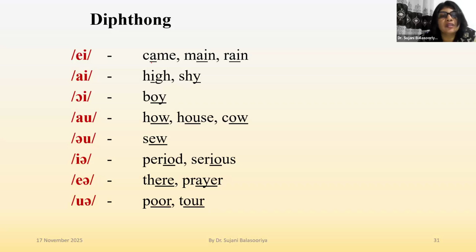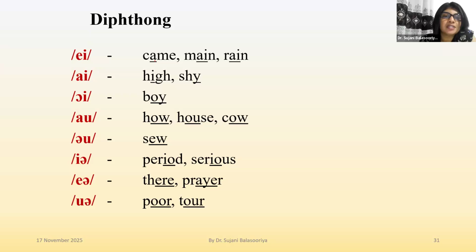Now, sometimes you might find differences between our pronunciation and these pronunciations. For example, C-A-M-E, we are used to say the word as "kem". Am I correct? How do you say the word C-A-M-E? Usually you must have heard, and you also might pronounce it like that, "kem", using a tense monophthong, the E sound.